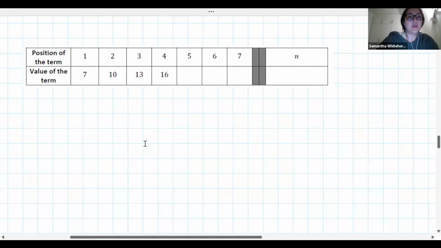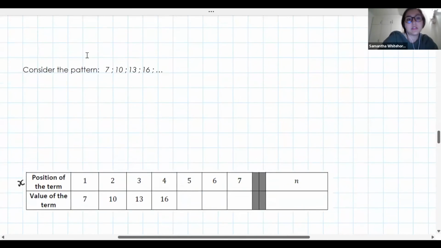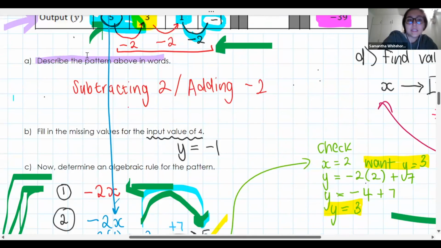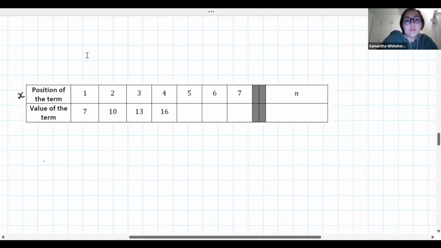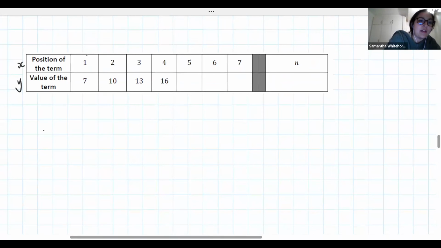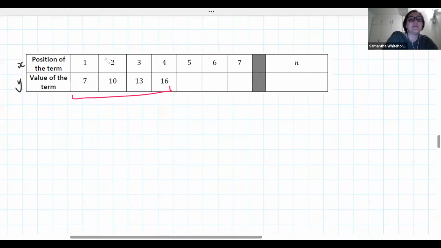Remember that if we're talking about the position of the term, we're talking about x. If we go back to the example that we did here, that's essentially what x is. It's your first term, your second term, your third term, your fourth term. It is the position of the term in that sequence. So our table here, we've still got x and y values, all right? So once again, we want to look at our y values and figure out what the pattern is here. So take a second, take a look. What is the pattern for these outputs?